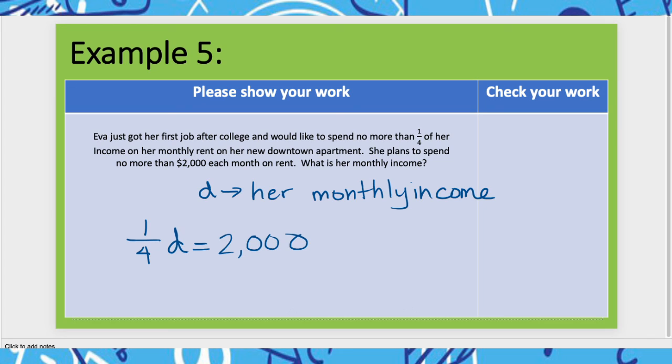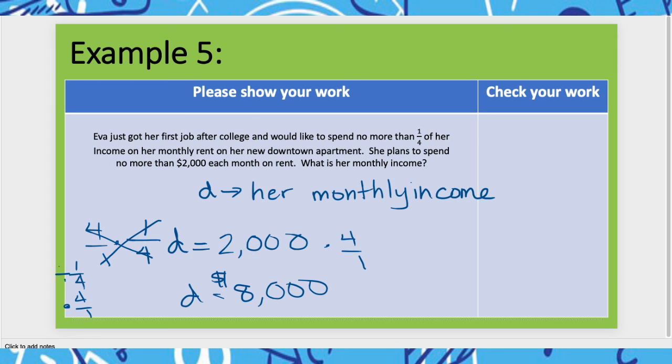You can probably do this in your head, but let's go ahead and show the steps. So if I need to do the inverse of multiplying by 1/4, I'm going to divide by 1/4. Dividing by 1/4 is the same thing as multiplying by 4 over 1. So now I'm going to do times 4 over 1, which gives me 1D, and 2,000 times 4 over 1 is 8,000. So her total monthly income is $8,000. She must not be a teacher.